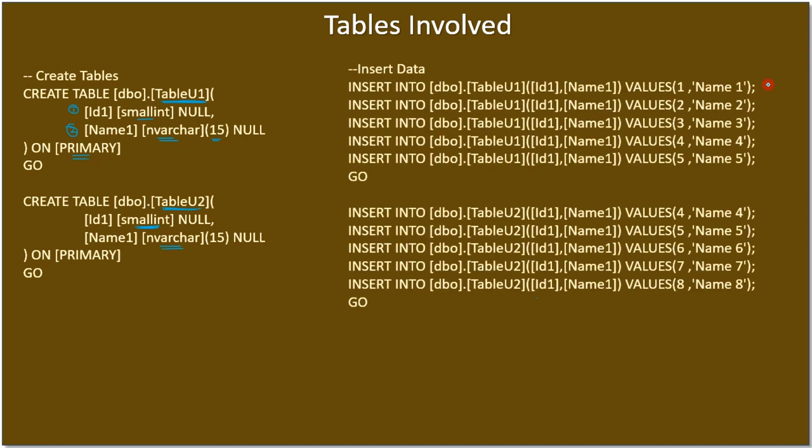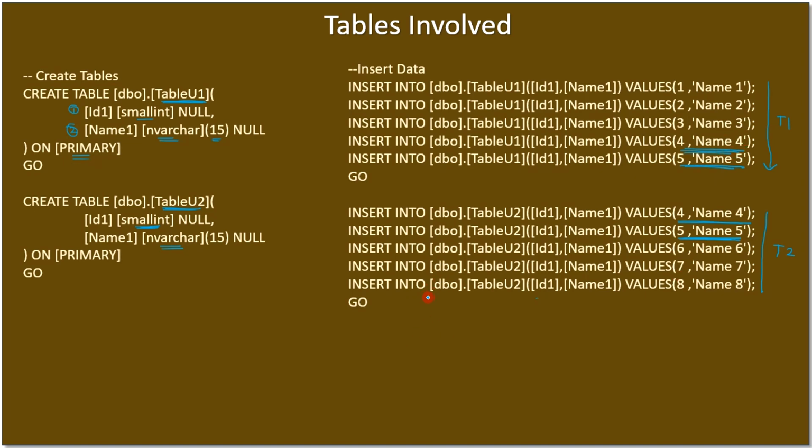Next, we have some sample data inserted on the first table. Next, we have some sample data for the second table. Just by looking at the data itself, you can see these two rows are the same here in the second table: 4, name 4. Similarly, ID is 5, name is name 5, and these two records are repeating in both the tables.